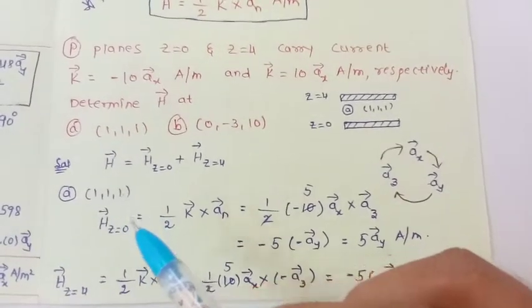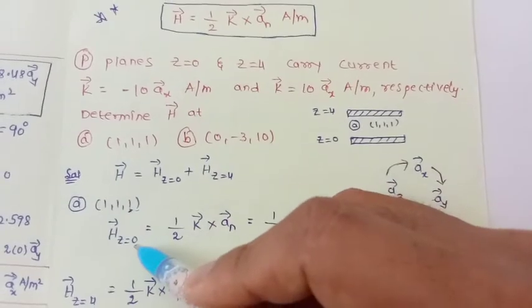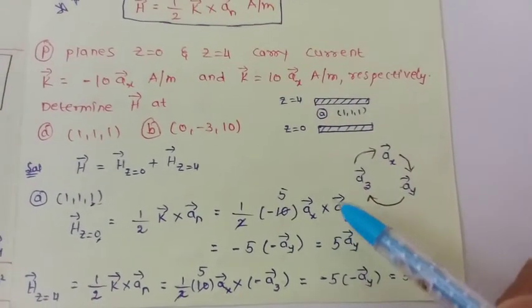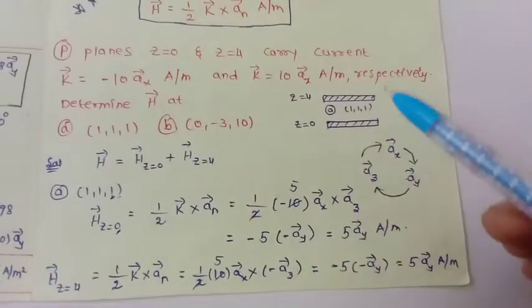Since this point is above the plane, you have to observe only the z. Is it clear? 1 by 2 minus 10, unit vector along x direction cross positive z. Then x cross z gives minus ay. Now z is equal to 4, it is in the downwards.